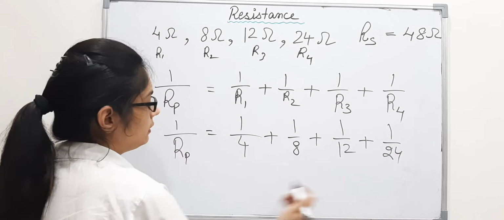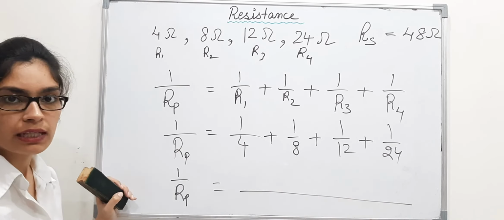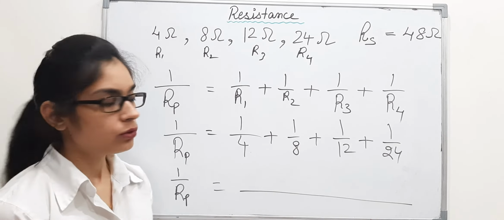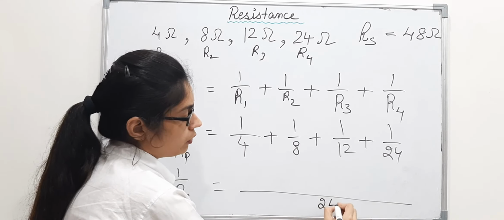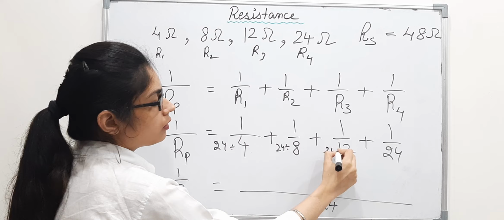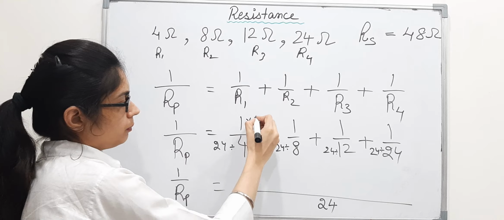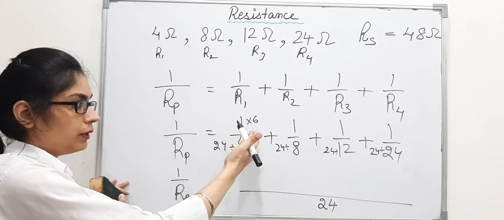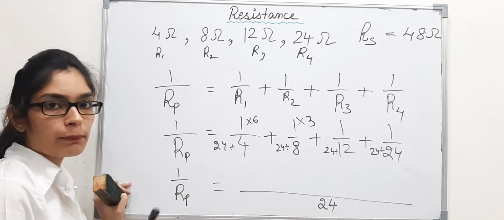Now if you find the LCM, the same way we have discussed in the previous part, like you do in maths also, you will get 24 as your LCM. So 24 you have to divide by each denominator. 24 divided by 4 will be 6, because 6 fours are 24, and then that answer you have to multiply with the numerator. 24 divided by 8, you will get 3. That 3 you have to multiply with the numerator.